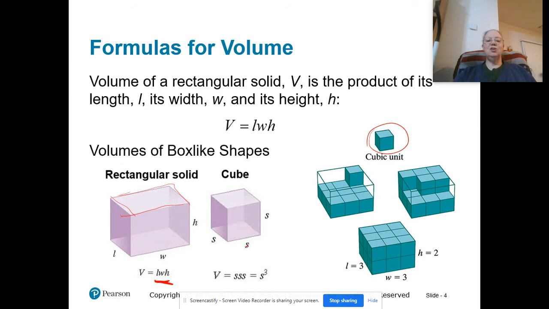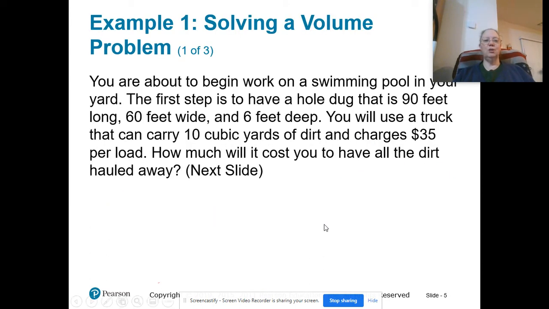And if it's a cube, it's kind of like the three-dimensional version of a square. The length and the width and the height are all the same. So again, we call them sides. Side times side times side is side cubed. But again, if you want to use this formula, that's perfectly fine. A cube is just a special type of rectangular solid, so you can use length times width times height if you wish.